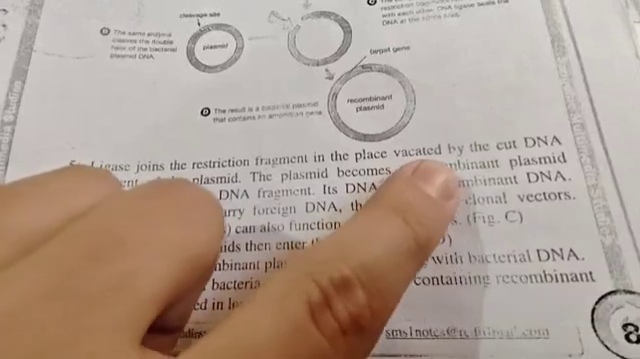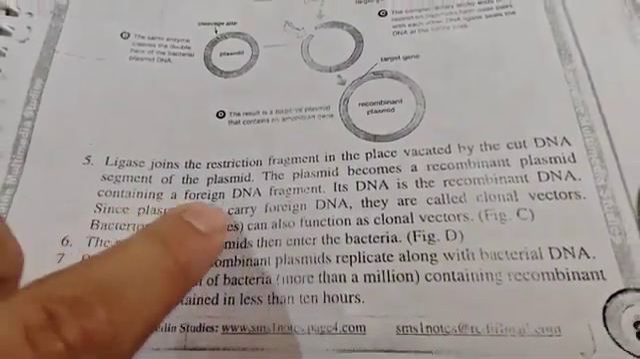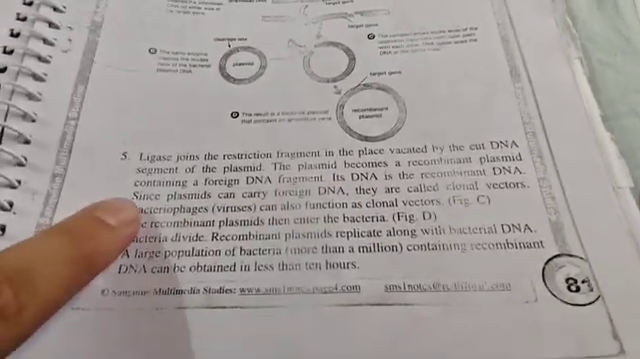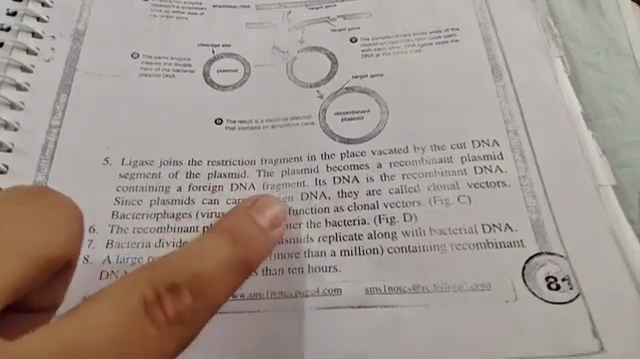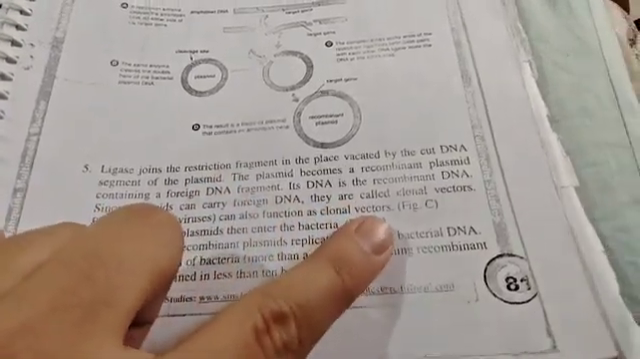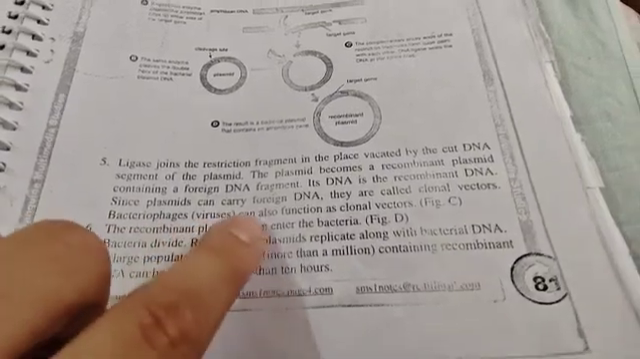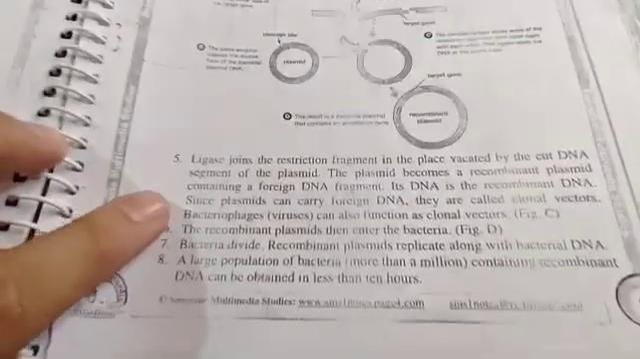The plasmid becomes a recombinant plasmid containing a foreign DNA fragment. Its DNA is the recombinant DNA. Since plasmids can carry foreign DNA, they are called cloning vectors. Bacteriophages can also function as cloning vectors.